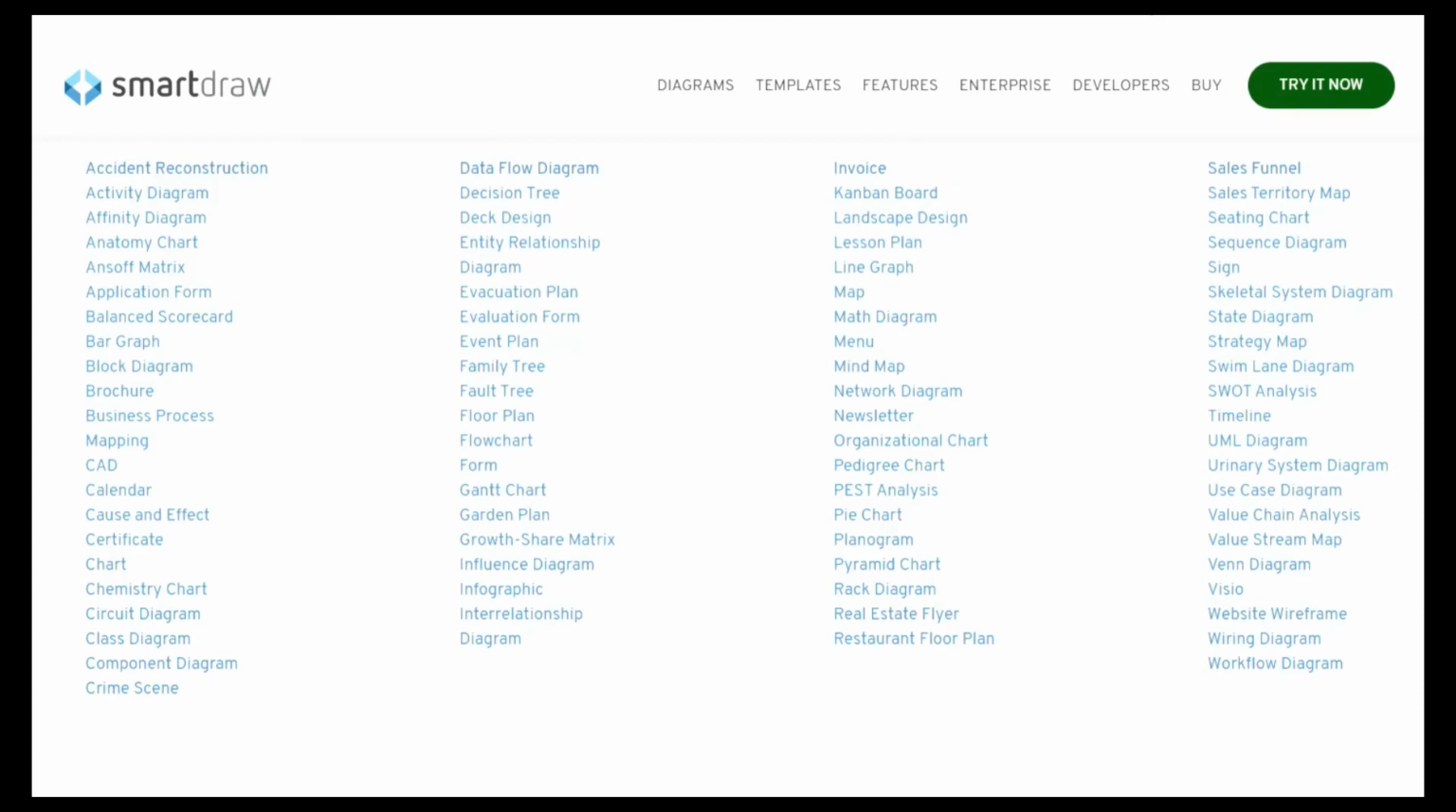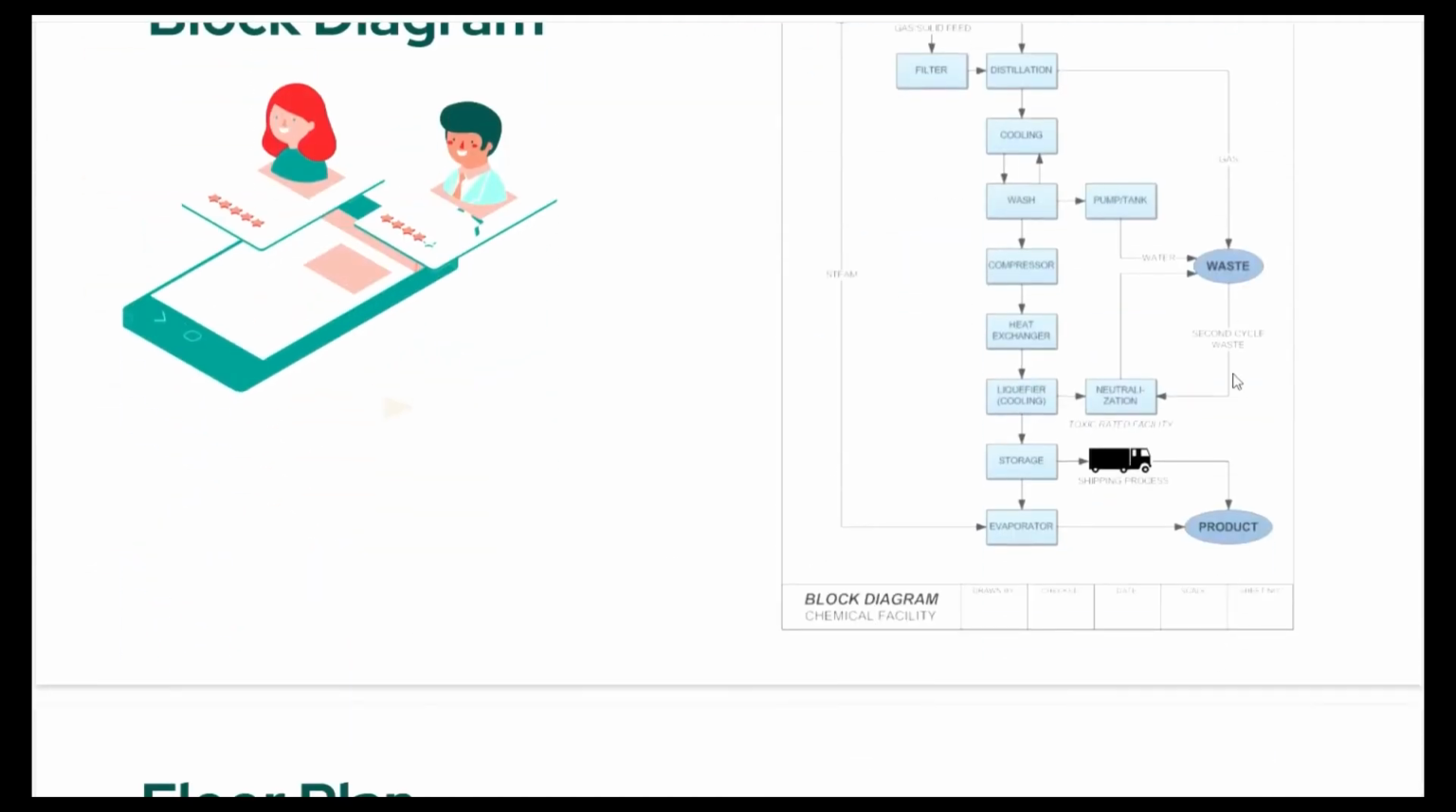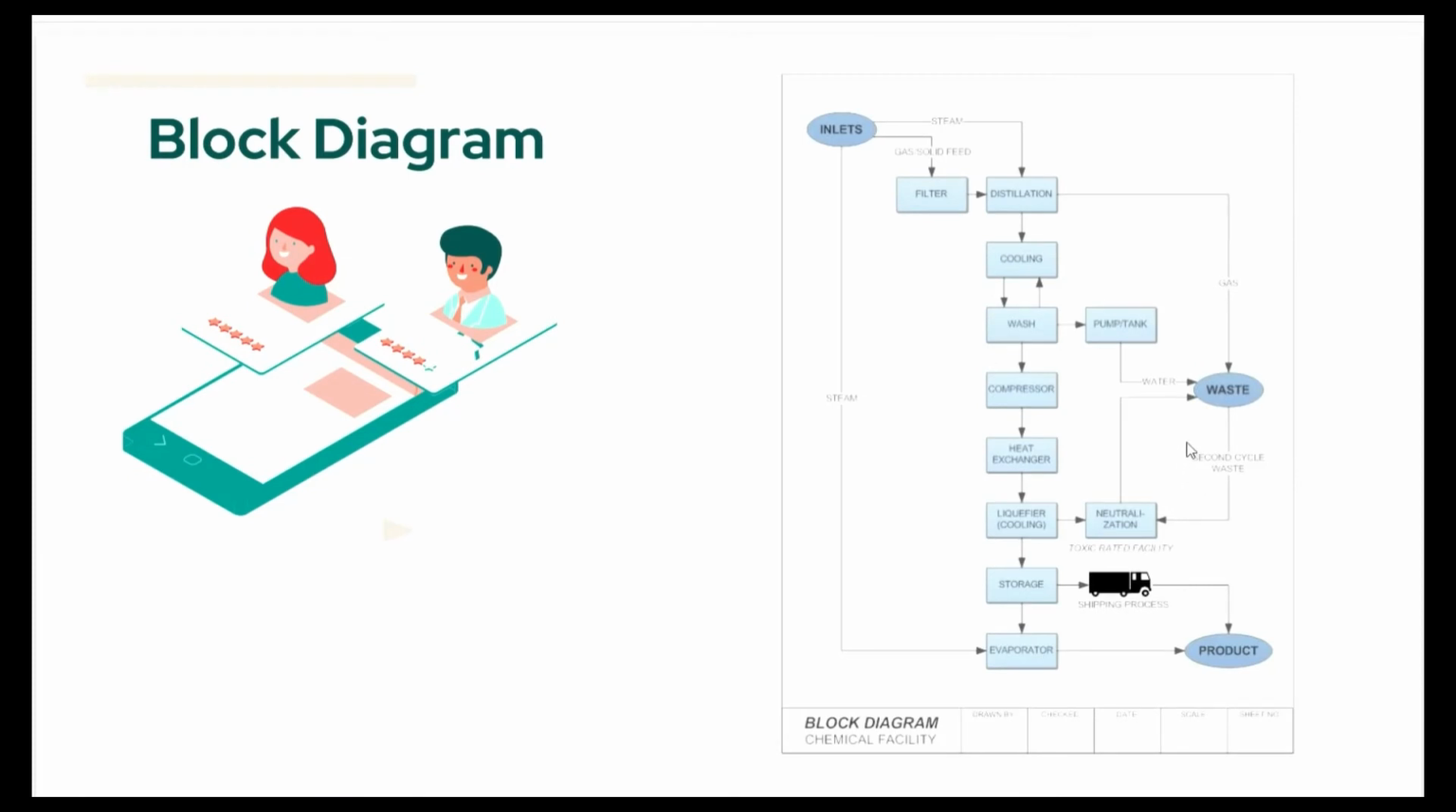So, going back to our lesson, we also have the block diagram. A block diagram is a specialized high-level flow chart used in engineering. It is used to design systems and provides a hierarchy or overview of major system components. It is also used to display data in the form of blocks, and it uses rectangles and shapes as a flow. For example, this is a type of block diagram. A block diagram is usually used in displaying systems and flow.